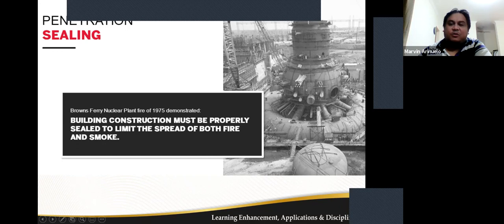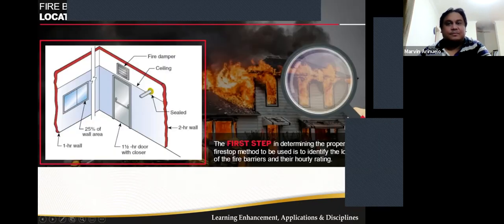Number two, perimeter fire containment system, used to seal the opening between the floor and the curtain wall. And number three, the joint system, used to seal openings where two elements of construction come together, such as where two walls meet or where two different floor systems meet. The first step to determine the proper fire stop method to be used is to identify the location of the fire barrier and their hourly rating.